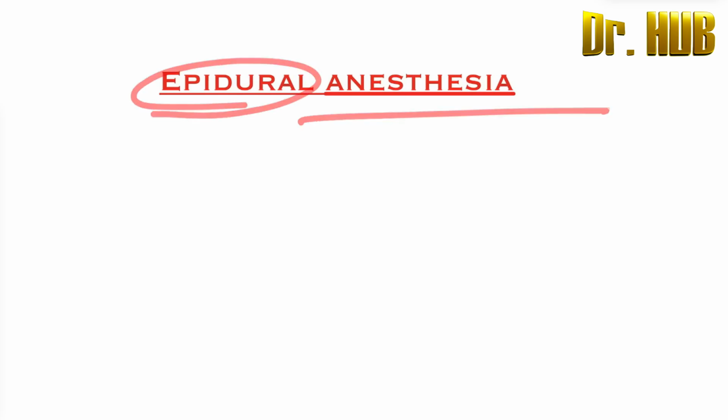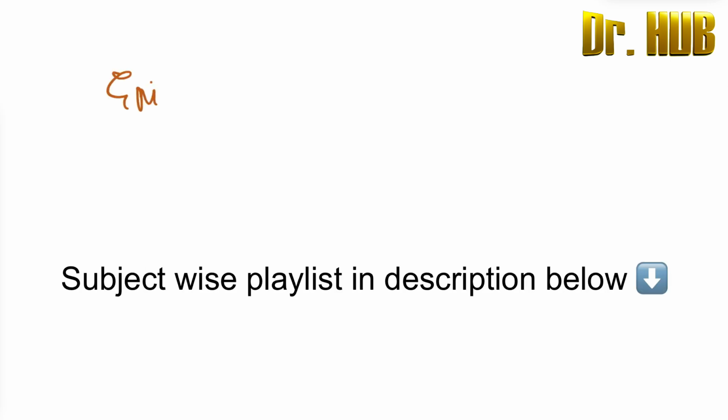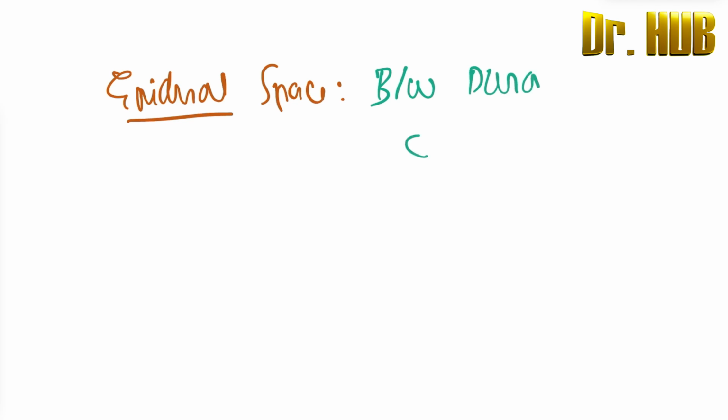Epidural anesthesia, and we are focusing on some very important points regarding this. First is the epidural space. So what is the epidural space? The epidural space is the space between the dura and the ligamentum flavum.